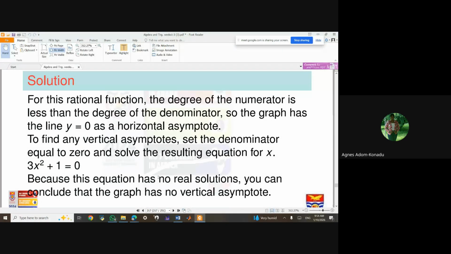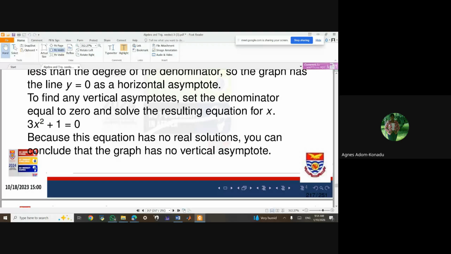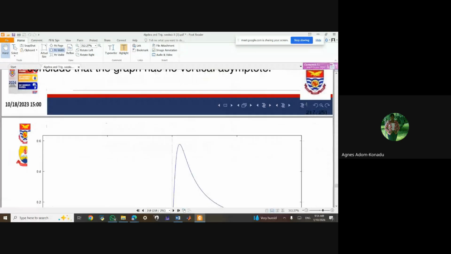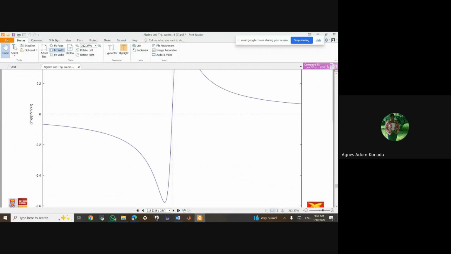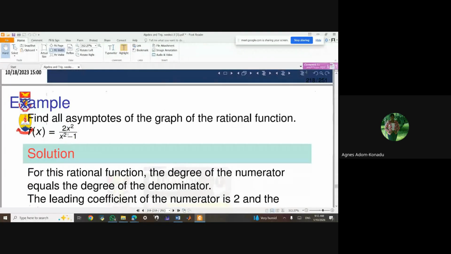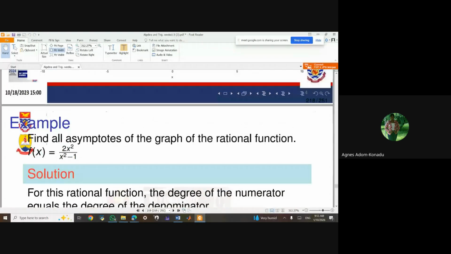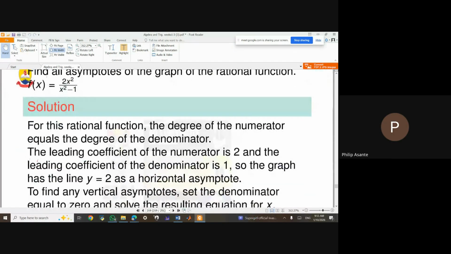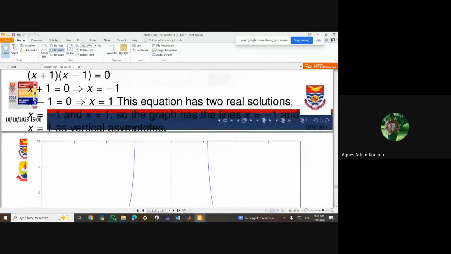So my horizontal asymptote is the line y equal to 0, and there is no vertical asymptote. So the graph will look like this. You can have more examples. What would be my horizontal asymptote? It's y equal to 2. What will be my vertical asymptotes? x equals plus or minus 1. Okay. Then you should be able to sketch the graph.